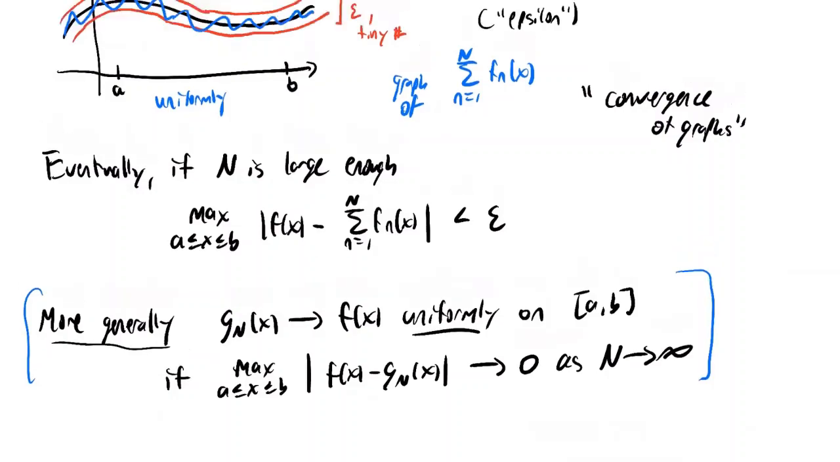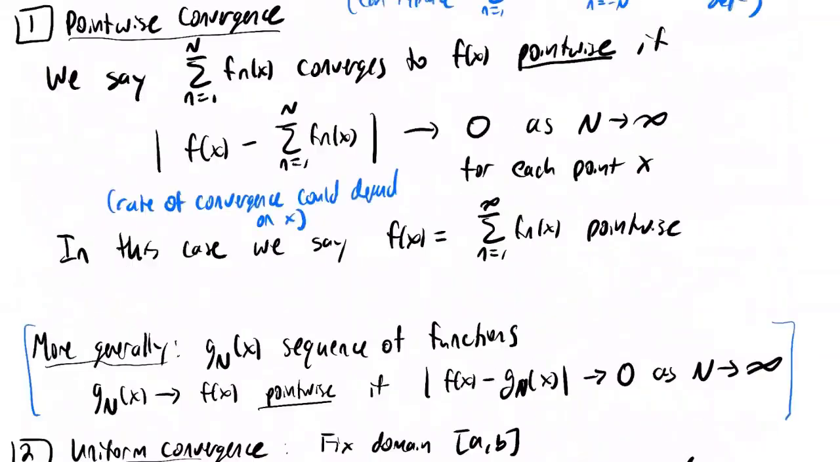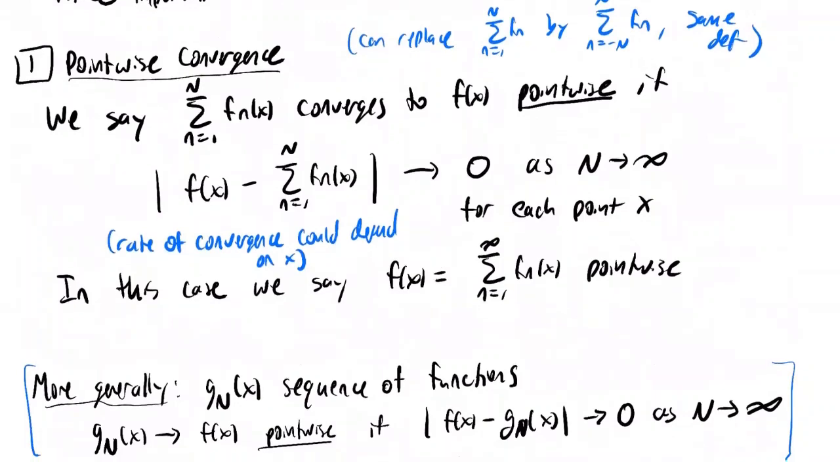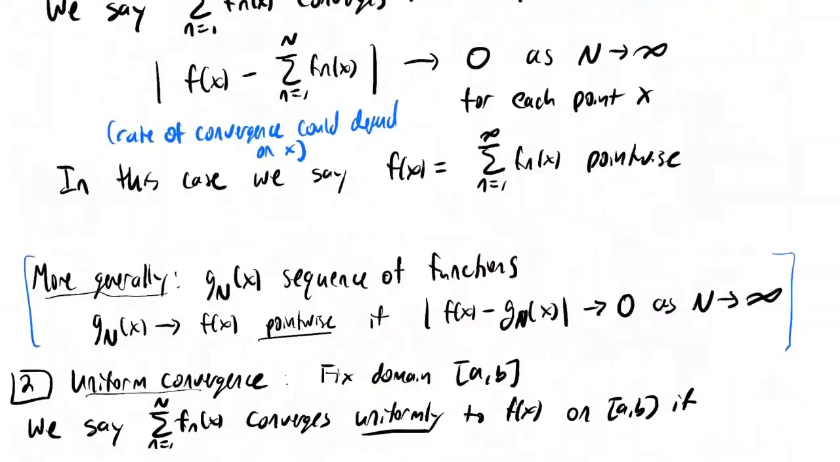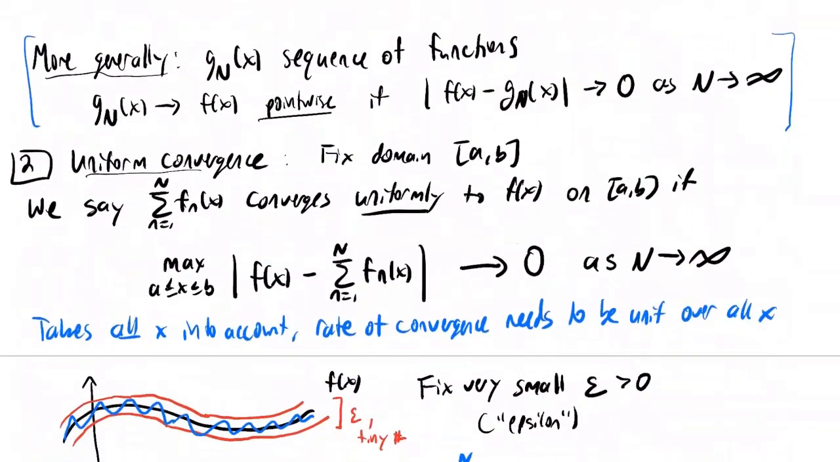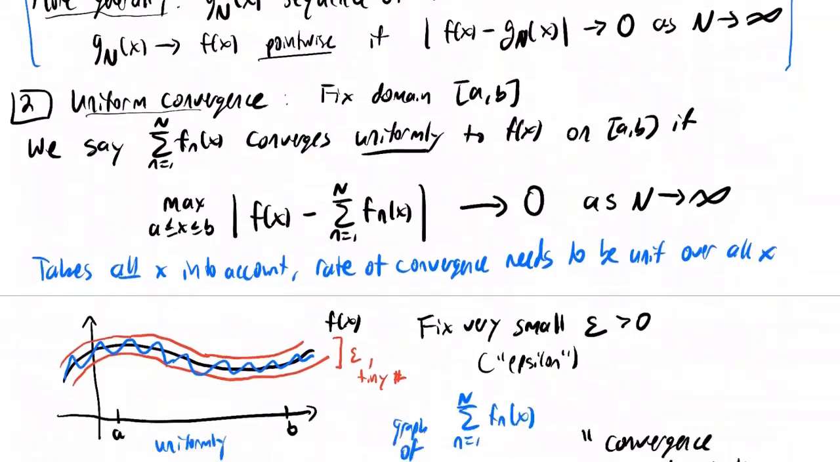Okay, and so far we've talked about pointwise convergence, which is the more familiar notion of convergence of series. And then we looked at a stronger condition, which requires that the rate of convergence is uniform over all of the points. So it's called uniform convergence.